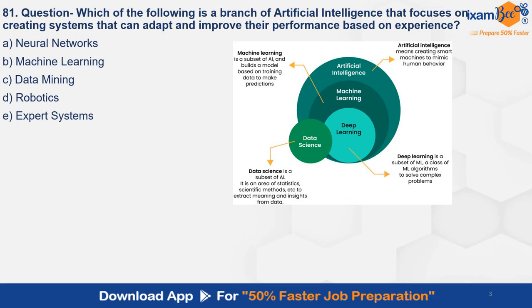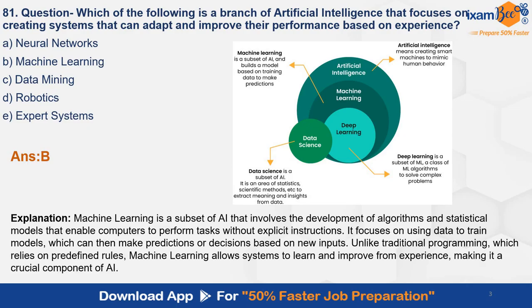Which of the following is a branch of artificial intelligence that focuses on creating systems that can adapt and improve their performance based on experience? Option A, neural networks. Option B, machine learning. C, data mining. D, robotics. E, expert system. And the correct answer is B, machine learning.